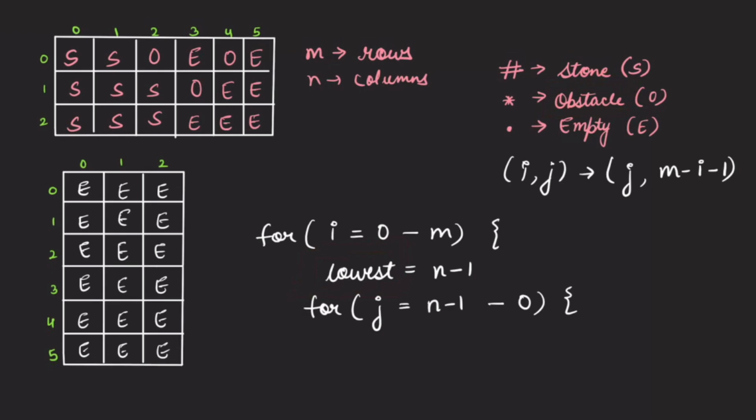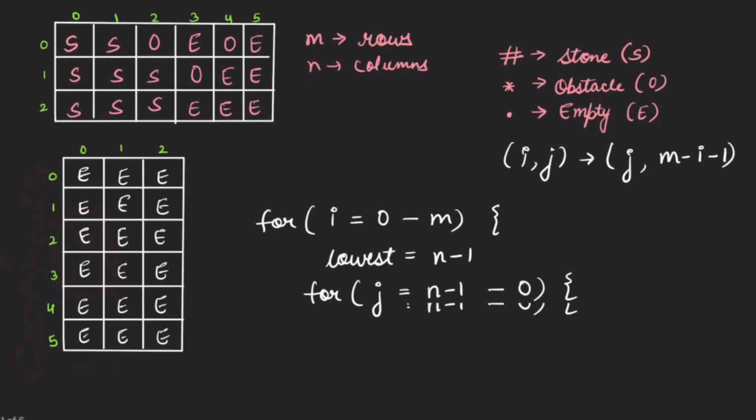Because see, let us suppose this was an obstacle, right? If this is an obstacle, then whatever stones are above it cannot come beyond this obstacle. Since this is an obstacle, a stone cannot come at this particular cell also. So what will be your lowest empty cell?